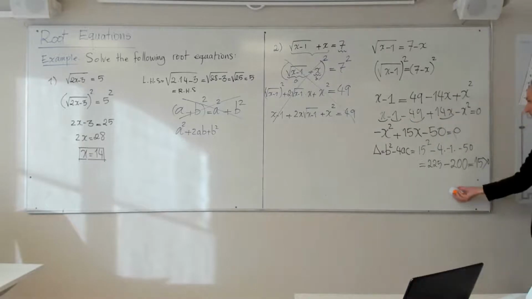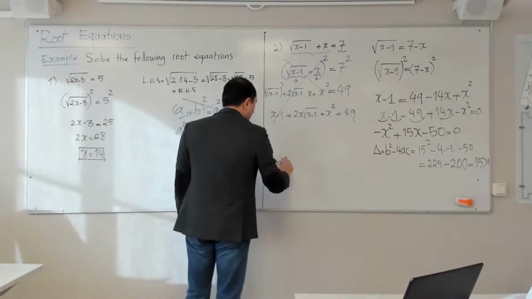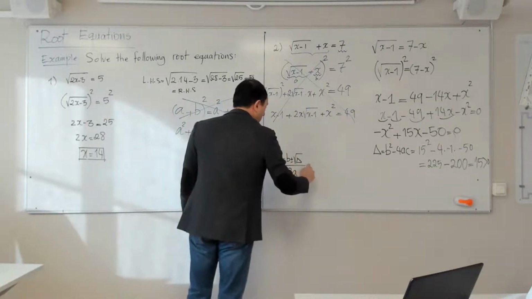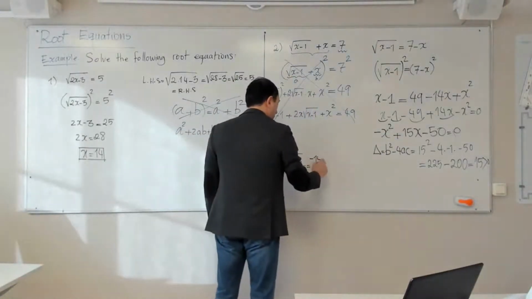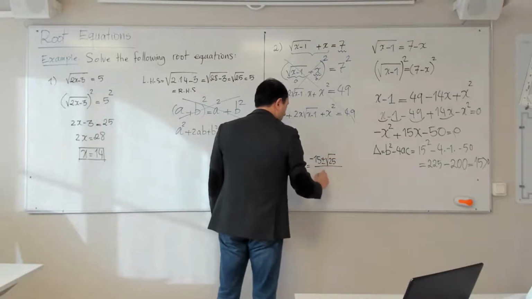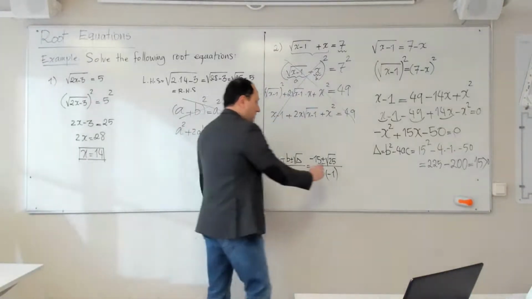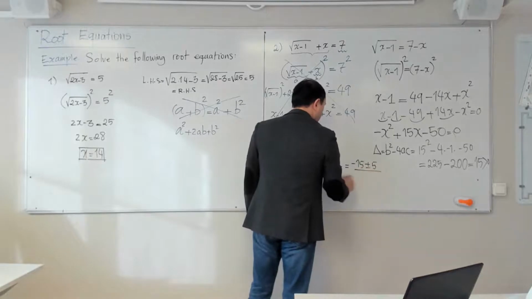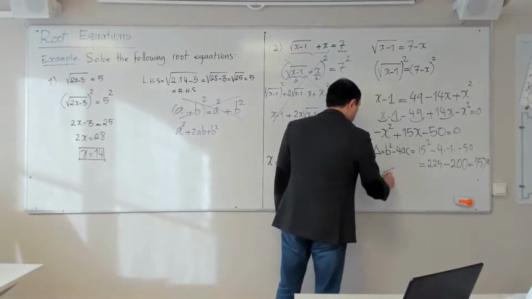Let us check. Okay, so if you remember, x is equal to minus b plus or minus square root of delta divided by 2a. So it becomes minus b, minus 15, plus or minus the square root of delta, divided by 2 times a. So this becomes minus 15 plus or minus 5, and then divided by minus 2. Then I have 2 options, yes?